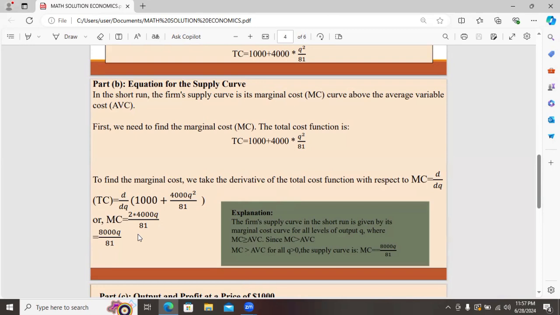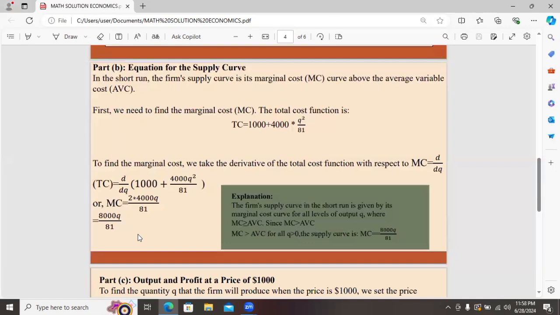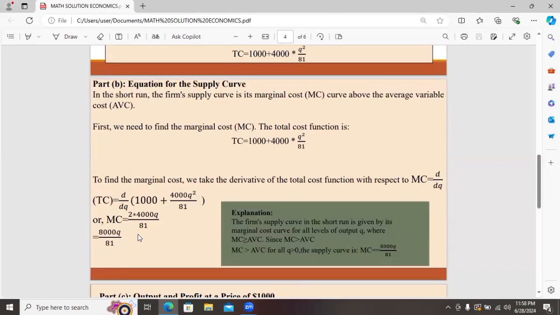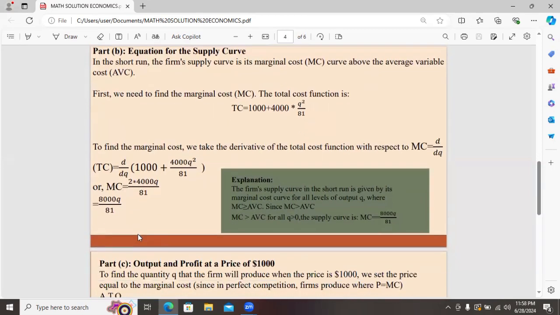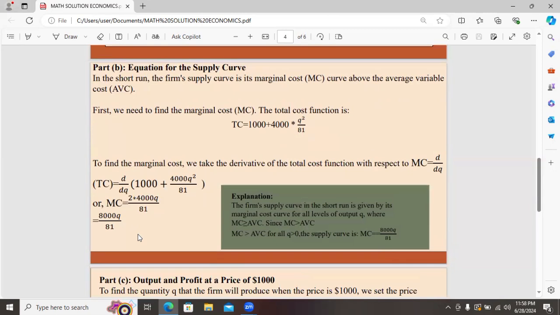If someone wants to find the value of average variable cost, they might, but they will find that marginal cost here is greater than average variable cost. That's why we accept that marginal cost is ultimately the supply curve of this equation. So this goes for part B. Basically, we have just found the derivative of TC, and that was pretty much it. For simplicity's sake, we haven't found AVC.